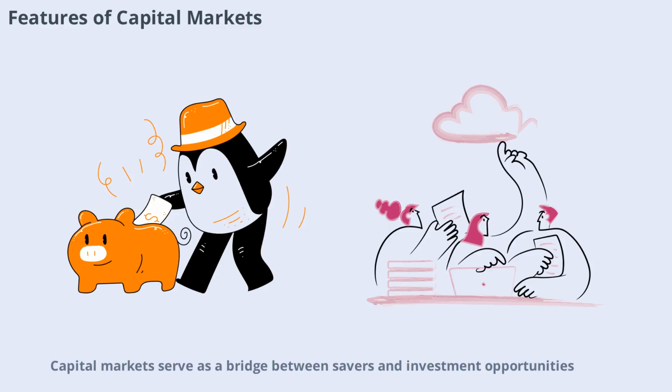Capital markets serve as a bridge between savers and investment opportunities, enabling long-term investments and capital formation. They help intermediaries like brokers and banks conduct business and operate under government regulations, making them a safe place for trading. These features make capital markets attractive to both investors and companies.